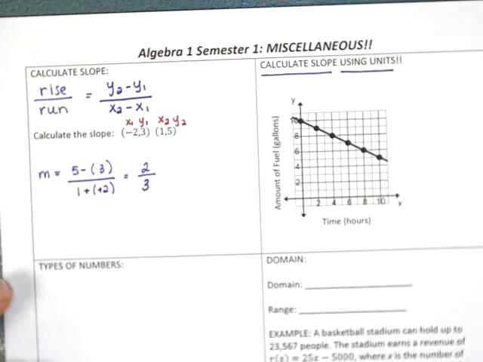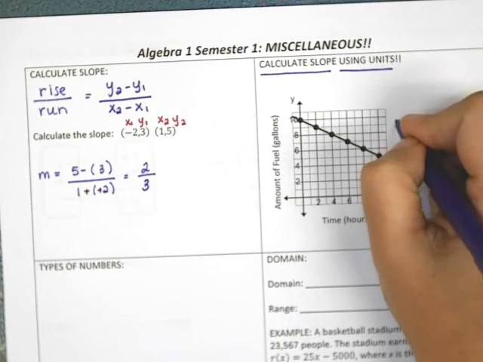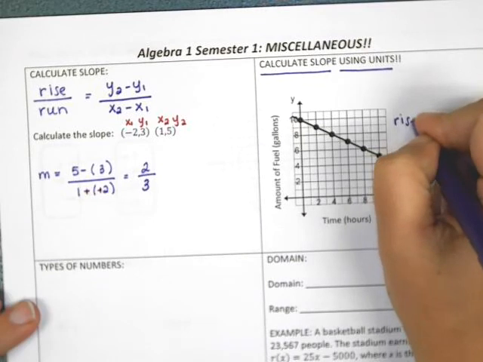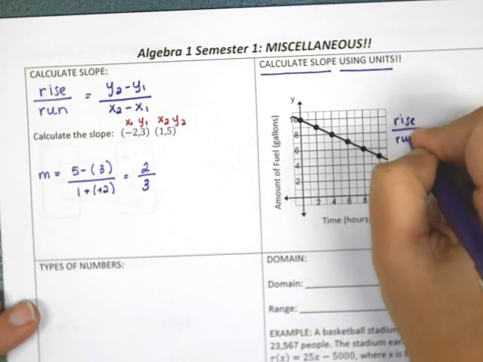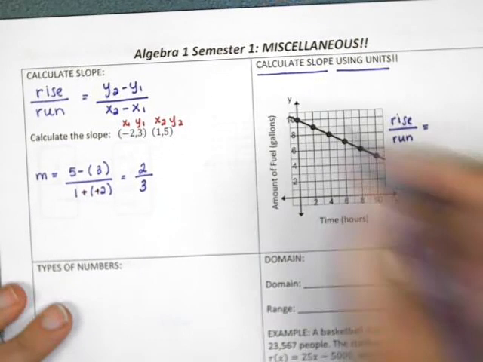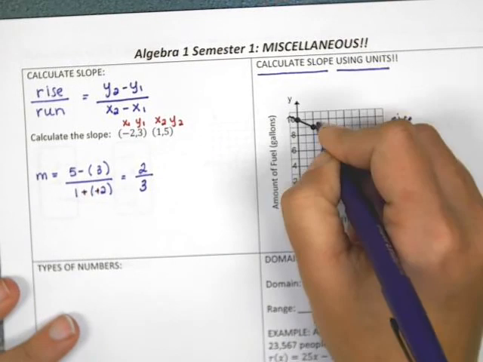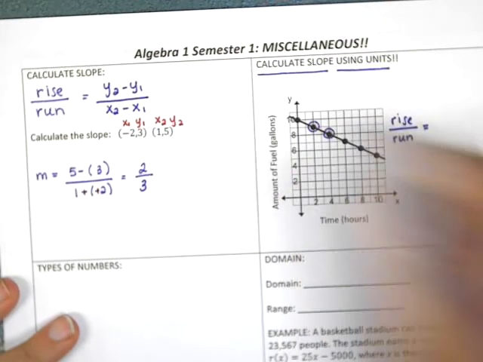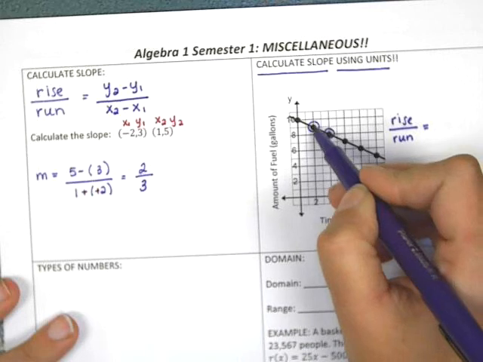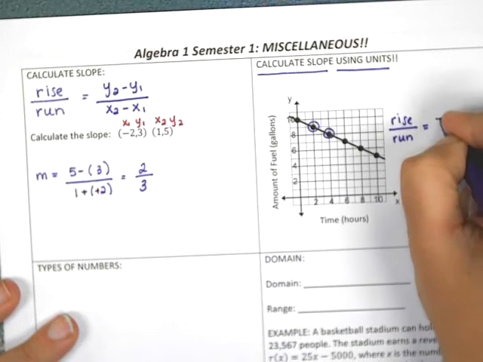Now, if I were to give you a graph like this one and say calculate the slope using units, then what I would do is rise over run, because I've got a graph this time instead of ordered pairs. Now, I can pick any 2 points that I want to figure out the rise and the run. So to get from here to here, I would go down 1, right 2. So I would write negative 1 over 2.